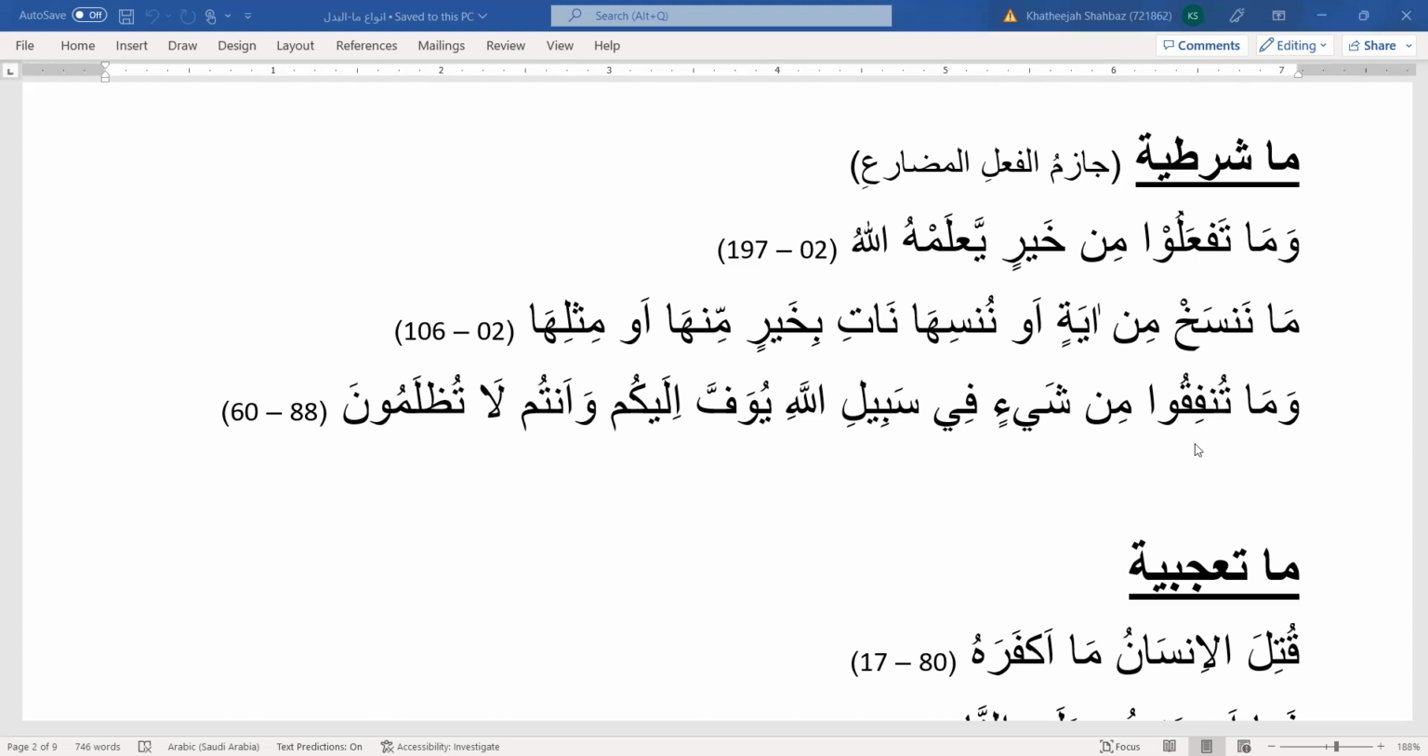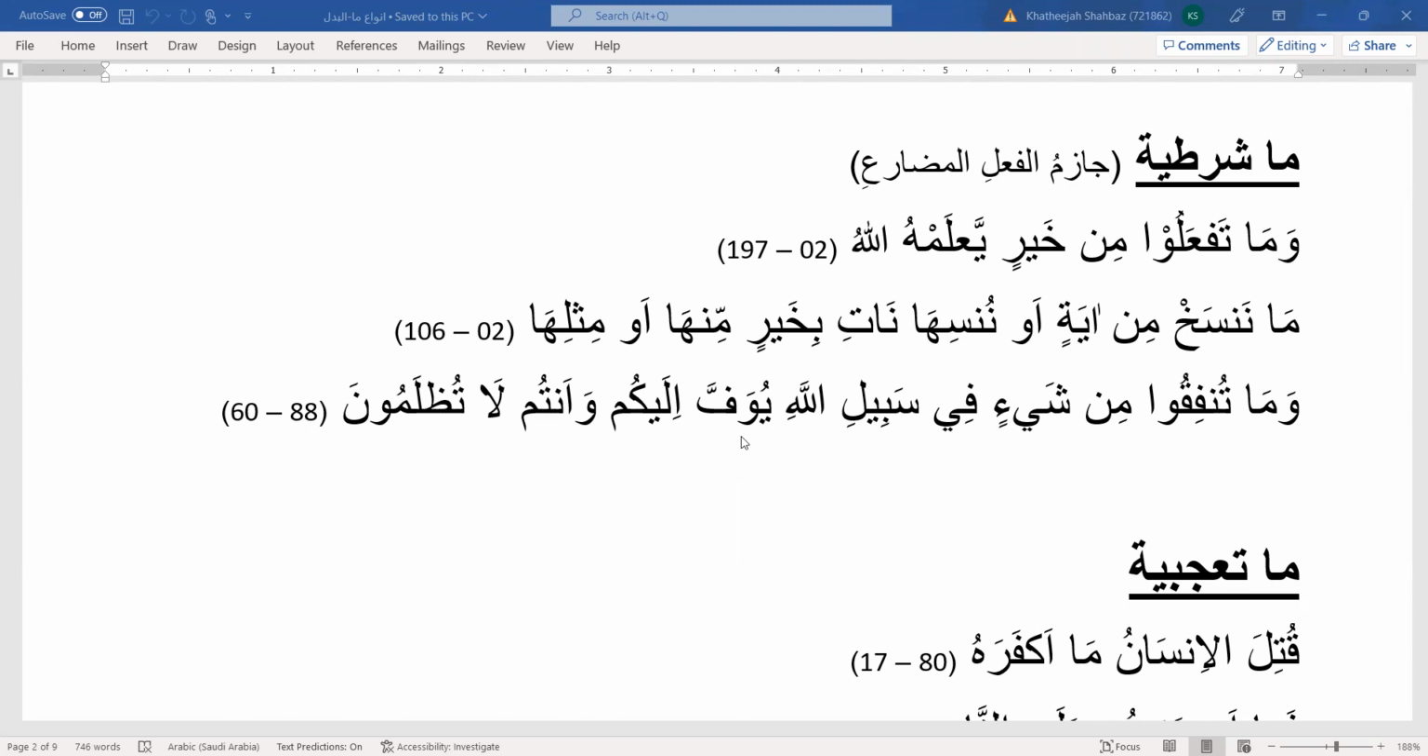Third example, وَمَا تُنْفِقُوا مِنْ شَيْءٍ فِي سَبِيلِ اللَّهِ يُوَفَّى إِلَيْكُمْ وَأَنْتُمْ لَا تُظْلَمُونَ. Whatever you spend, anything, in the path of Allah, يُوَفَّى, it will be paid in full to you, towards you, and you will not be wronged. It should be يُوَفَّى. There should be an alif maksura at the end, which is missing.